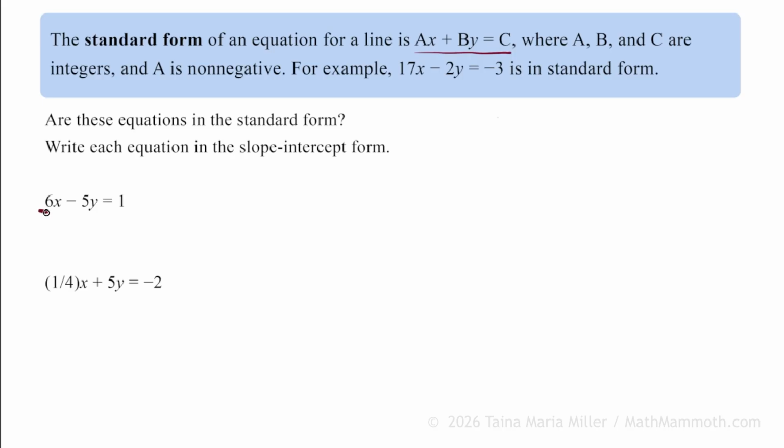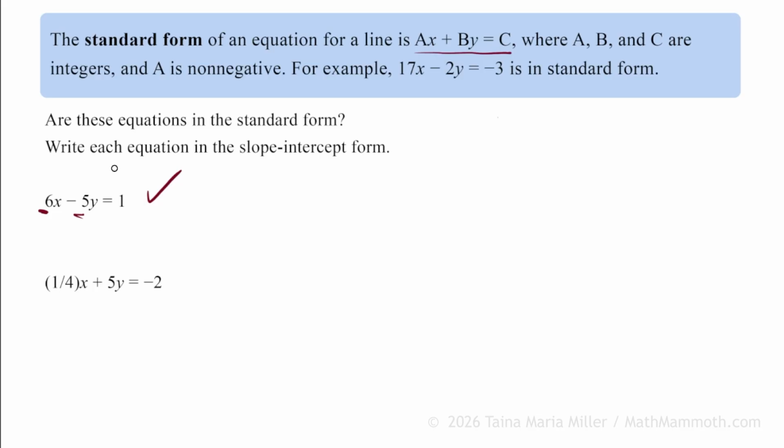Okay, a is 6, yeah. B is 5? No, it's negative 5. B is negative 5, and c is 1. Yes, this one is in the standard form. And this other one? We have a fraction here in the beginning, so no, it's not in the standard form.